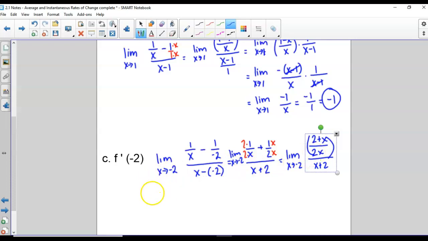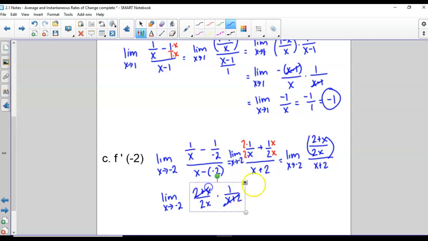Okay? And dividing fractions is easy as pie. Flip the second and multiply. So 2 plus x over 2x times 1 over x plus 2. These will cancel. We get the limit as x approaches negative 2 of 1 over 2x, which is going to be 1 over 2 times negative 2. And we get negative 1/4 for our answer. Questions?